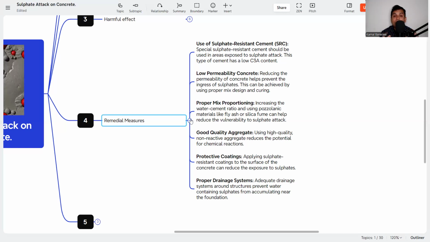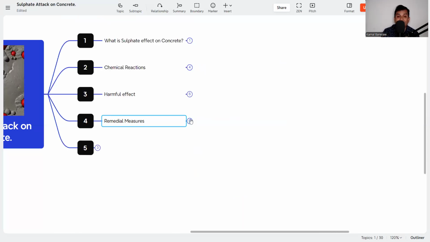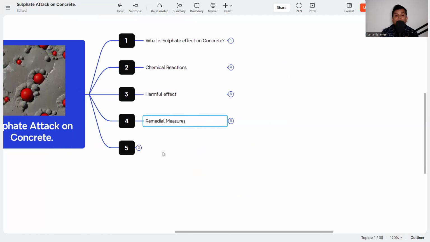If there is no accumulation of water, water will not penetrate inside the concrete, and without water, no reaction. Not only sulfate attack, but also carbonation and chloride attack, nothing will happen if there is no moisture or no water. So it is very important to provide an adequate drainage system or slope, so that there will be no standing water and no accumulation of water inside the concrete. So these are the remedial measures we can take to prevent sulfate attack on concrete.